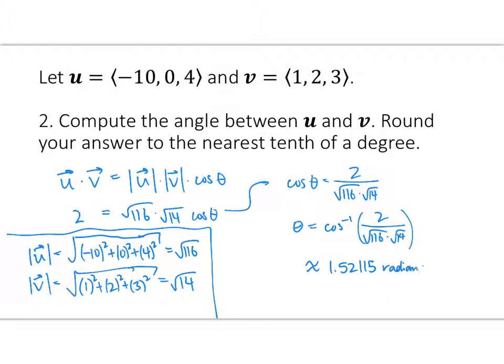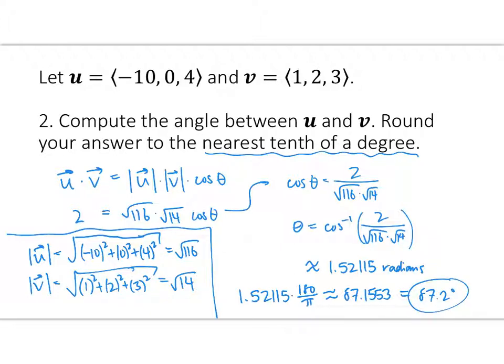Now, by default, Mathematica and our calculator should be set to radians, and so this is a number of radians. But the question asks us to round our answer to the nearest tenth of a degree, which means we need to convert radians into degrees. We do that by multiplying by 180 divided by pi. That works out to be approximately 87.1553. And since we're asked to round to the nearest tenth, that means we've got 87.2 degrees. And that's the angle.